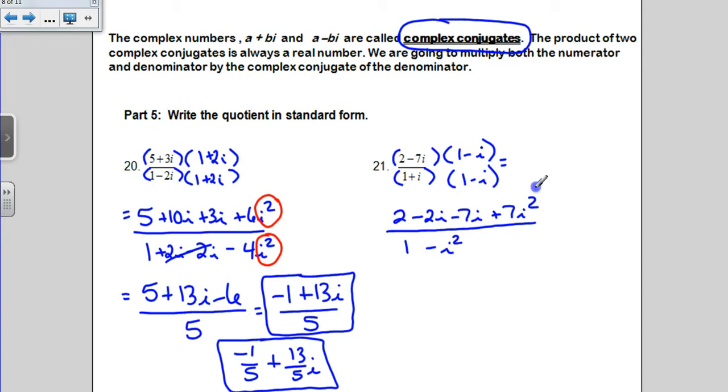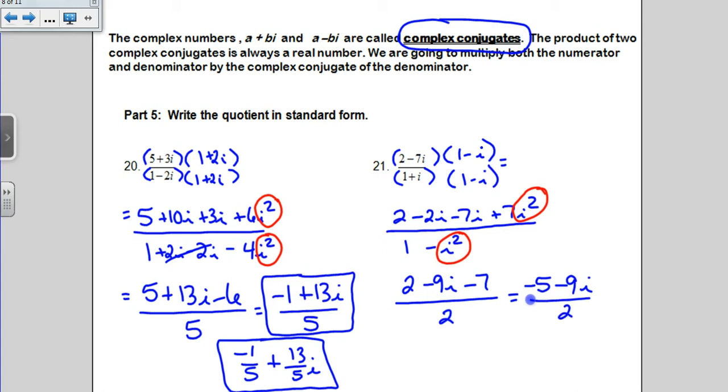So we've got some like terms, and then we've also got to remember the i squareds are changing to negative 1s. So I end up with 2 minus 9i minus 7 over a 2 when I do 1 minus a negative 1. So combining my like terms again in the numerator, I get a negative 5 minus 9i over 2, or if I want to get ready for my ACT, negative 5 halves minus 9 halves i.